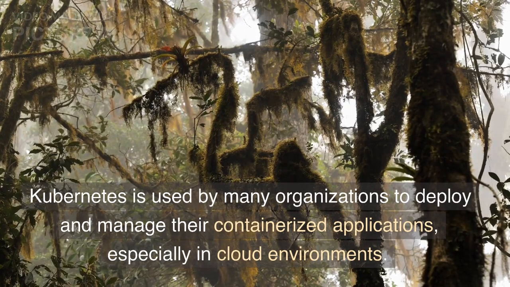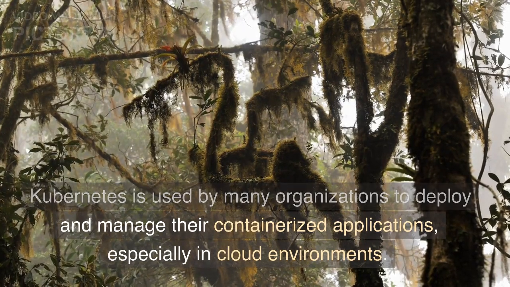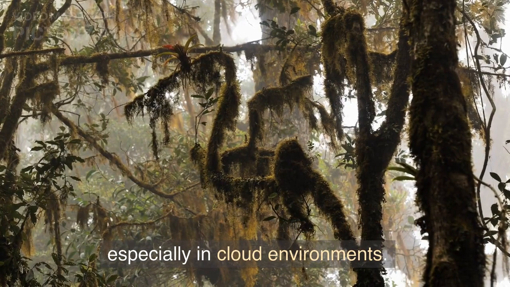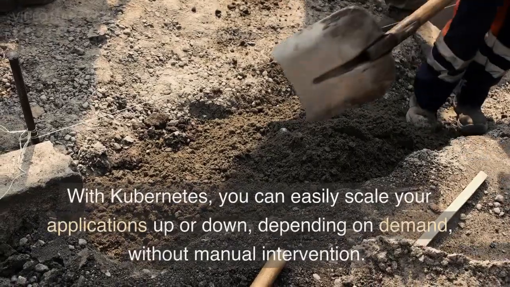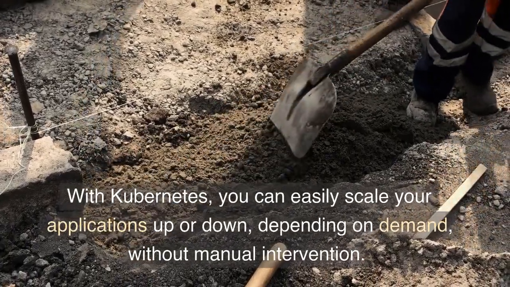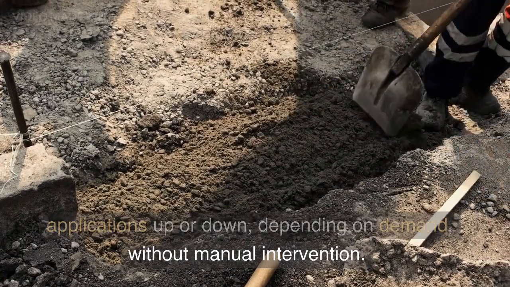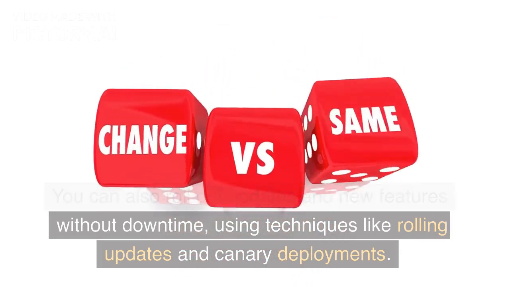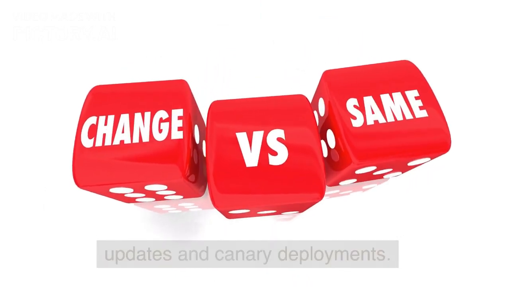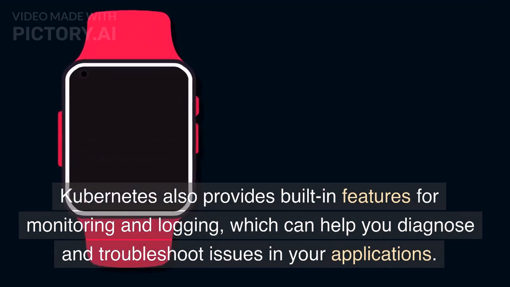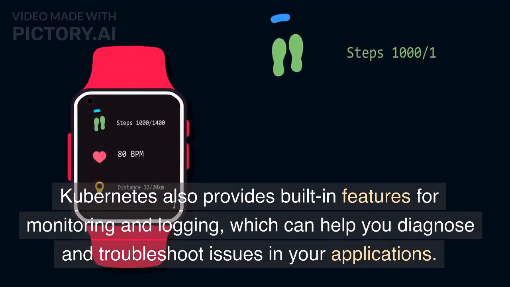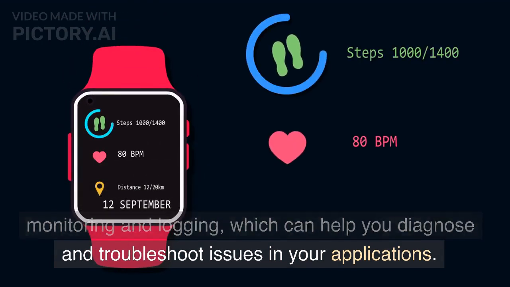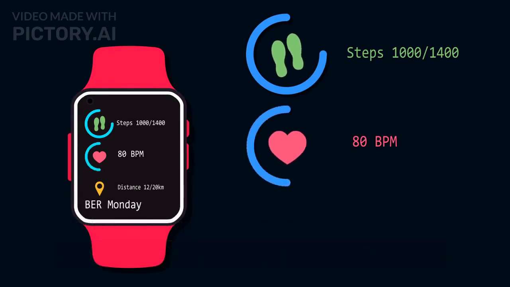Kubernetes use cases. Kubernetes is used by many organizations to deploy and manage their containerized applications, especially in cloud environments. With Kubernetes, you can easily scale your applications up or down, depending on demand, without manual intervention. You can also roll out updates and new features without downtime, using techniques like rolling updates and canary deployments. Kubernetes also provides built-in features for monitoring and logging, which can help you diagnose and troubleshoot issues in your applications.